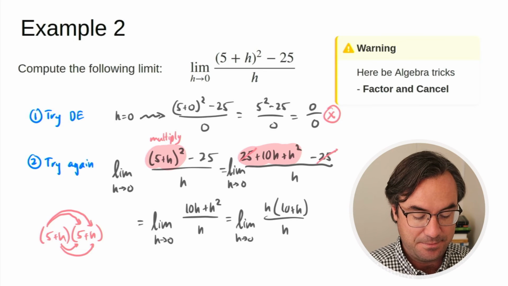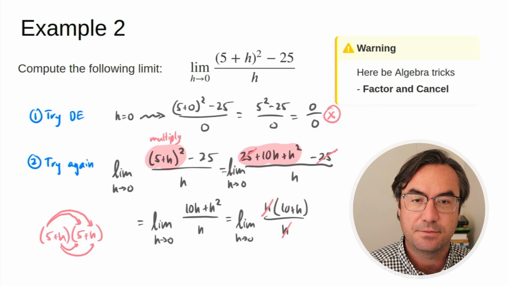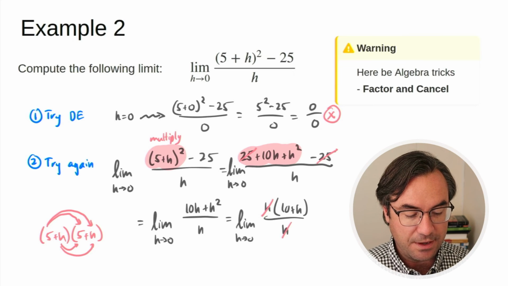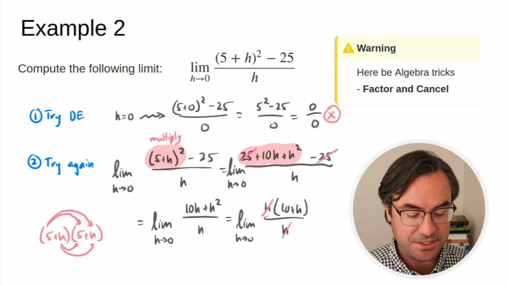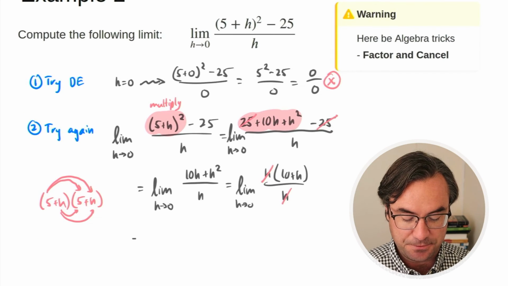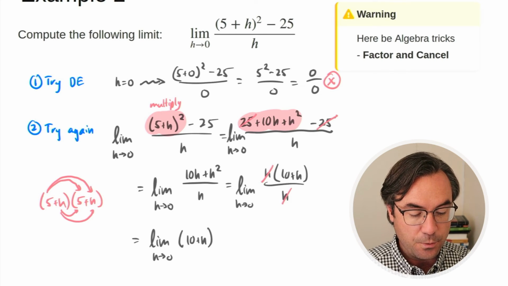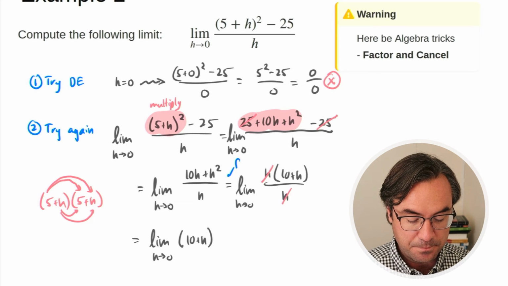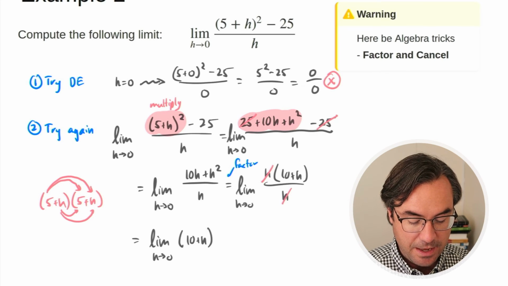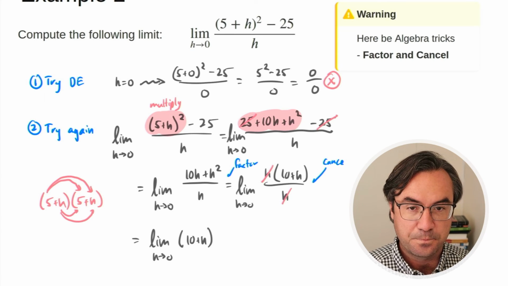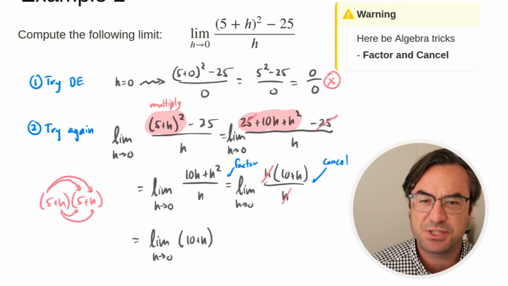And then, bang, the h's cancel. And so what we're left with then is just the 10 plus h. After all the dust settles there, we've got just the 10 plus h. So we did our factor, and then we did our cancel. So we did those 2 steps.